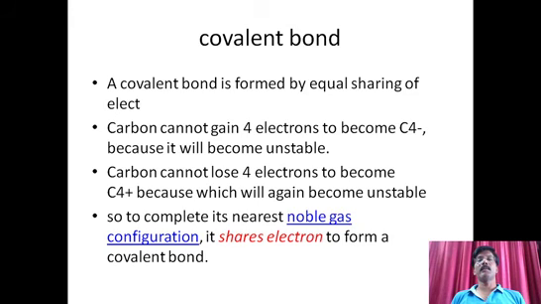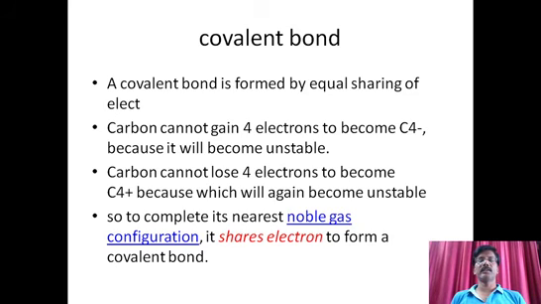That means it cannot form any kind of ionic bond, because to form any ionic bond, either it should lose electrons or it should gain electrons to become C minus or C plus. So in neither case is it suitable either to lose electrons or to gain electrons. That's why carbon cannot gain 4 electrons or lose 4 electrons. Therefore, it prefers to share electrons. That's it. So sharing of electrons is more convenient for carbon because of its valency number 4.